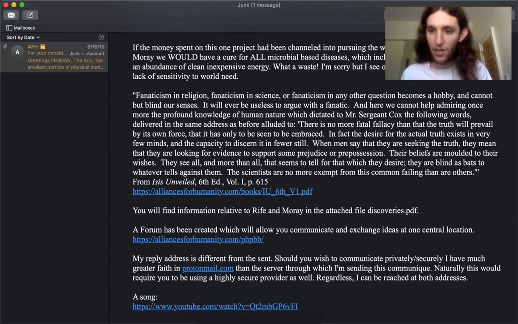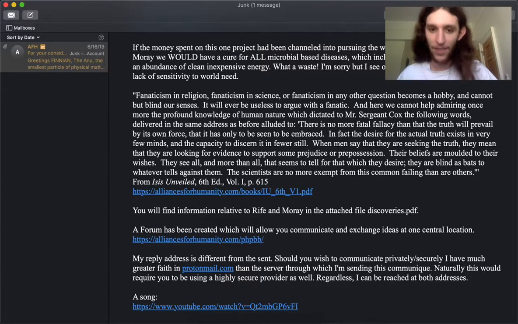Yeah. "Their beliefs are molded to their wishes. They see all, and more than all, that seems to tell for that which they desire." Sorry, I don't know if I'm intonating this right. I'm not great at reading out loud. "They are blind as bats to whatever tells against them. The scientists are no more exempt from this common failing than are others."